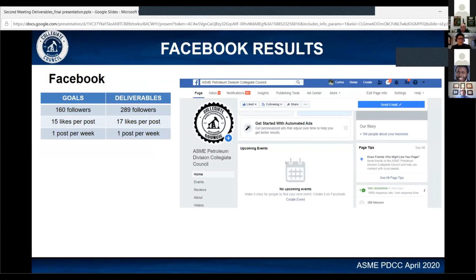Okay, next, I'm going to talk about Facebook results. In this chart, you can see the goals and the deliverables. The goals were set in Houston when we were talking about creating these pages, and we wanted to have 160 followers, and today we have 289 followers. The goal was having at least 15 likes per post, and per post now we have 17 likes. And we wanted to reach all of these with 1 post per week.